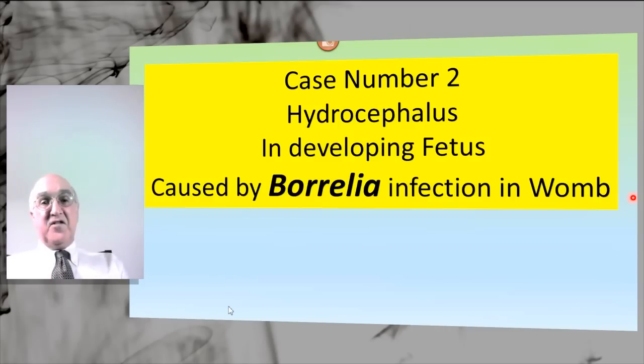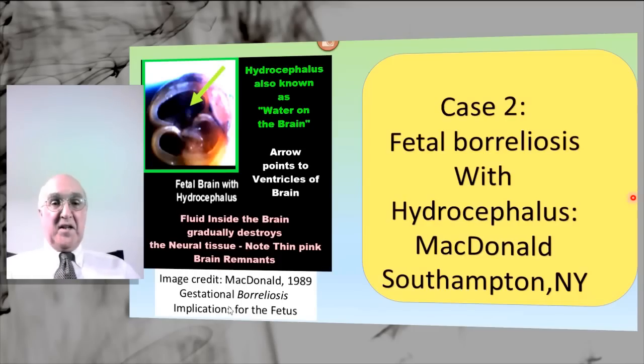Second case. Where did it come from? McDonald, 1989, Southampton. Here's a hydrocephalus. It's a bag of water, which is cerebrospinal fluid, squeezing the brain so that it's paper thin. Here is the brain, the pink stuff at the edge, a very thin brain. And this patient, this fetus, didn't make it. It was miscarried. And the hydrocephalus was apparent. Here it is. And the fluid inside the brain gradually destroyed neural tissue.